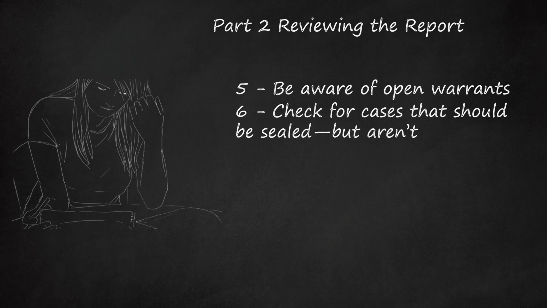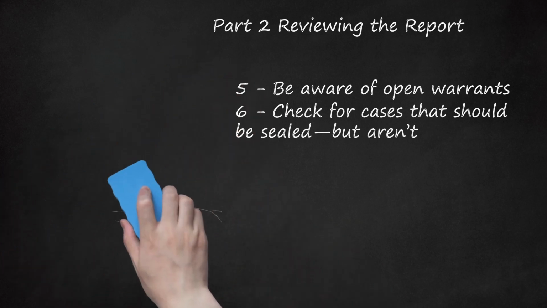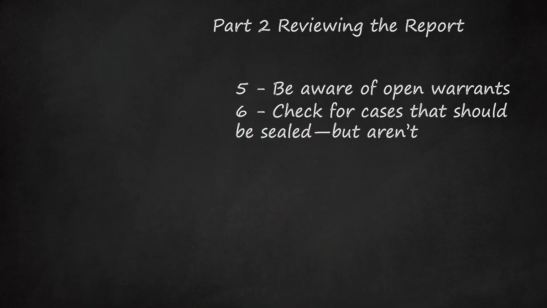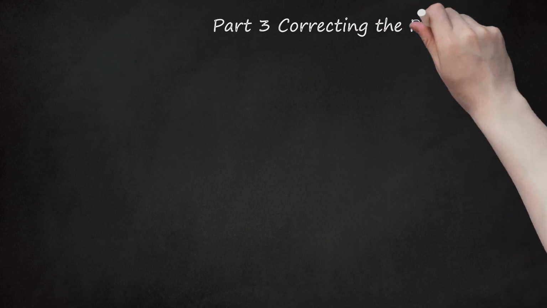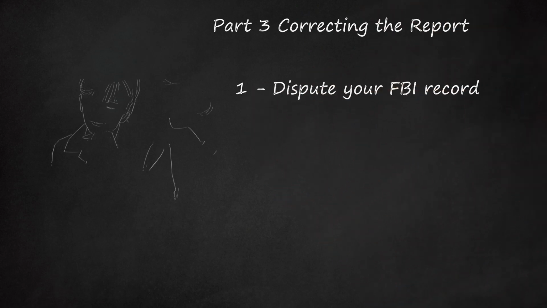If a case that was supposed to be sealed appears on your rap sheet, but isn't listed as sealed, someone made an error, and you need to act on this. This is especially important since the case could now be seen by a prospective employer. Part 3. Correcting the report. 1. Dispute your FBI record.